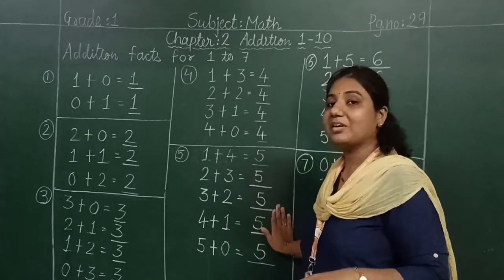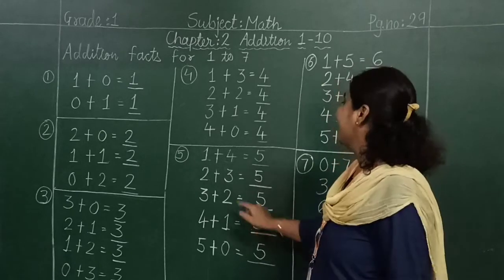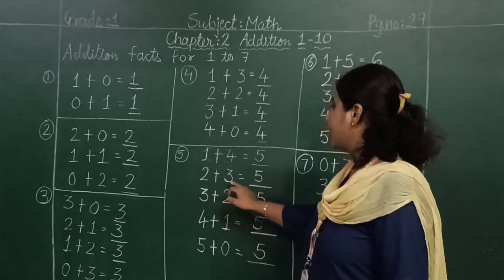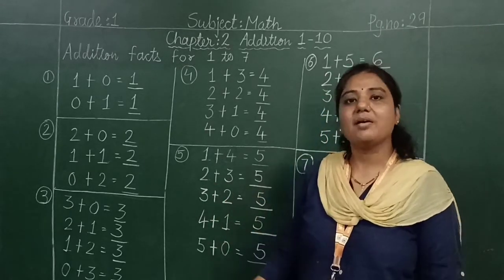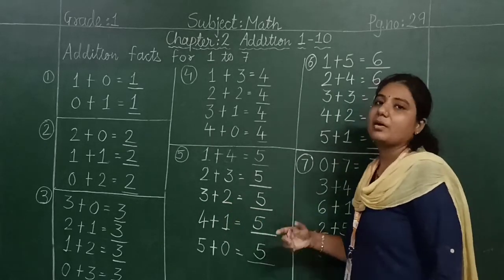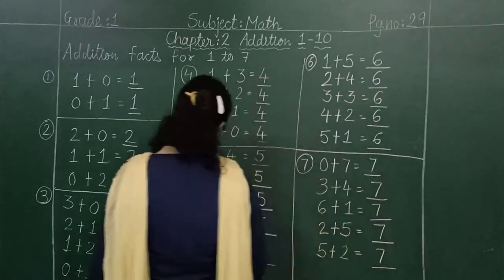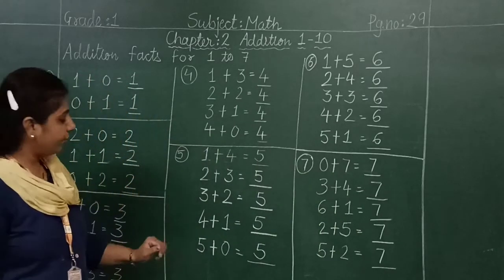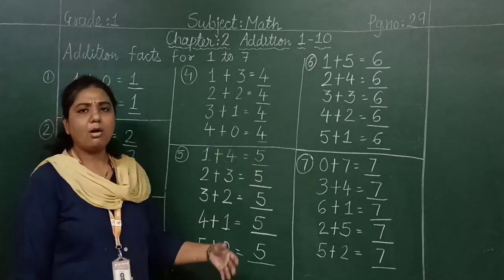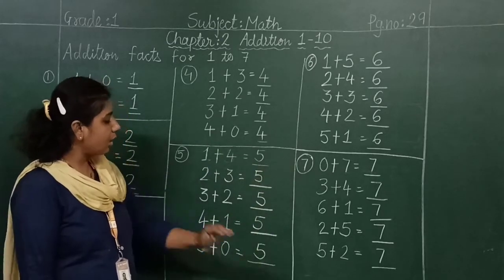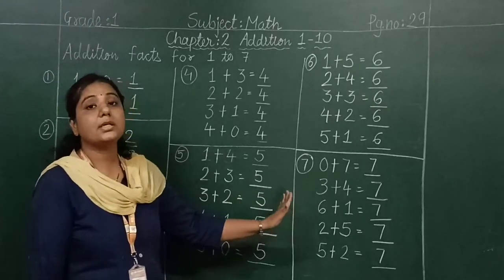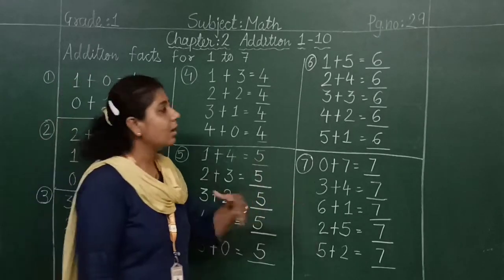Now, 4 after which number comes? 5. 1 plus 4 equals to 5. 2 plus 3, same answer, 5 only. 3 plus 2, same answer, 5 only. 4 plus 1, 5. 5 plus 0, 5. Here also, digits are changing, but answer is remaining same. So these are the addition facts of number 5.